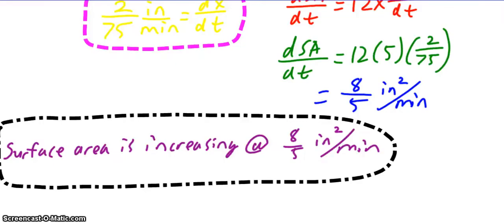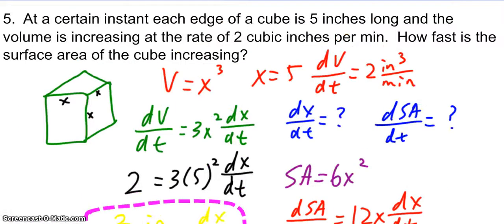Alright, so we should end up with the surface area is increasing at 8/5 inches squared per minute. Now, how do we come up with that? Okay, well first we know we're starting with a cube. So the volume of a cube is x cubed. We know we're trying to find this rate, or these rates, when x is 5. We know dV/dt is 2 inches cubed per minute.